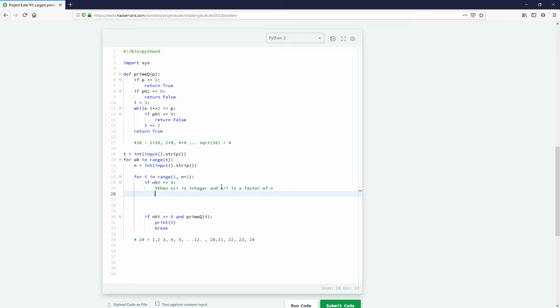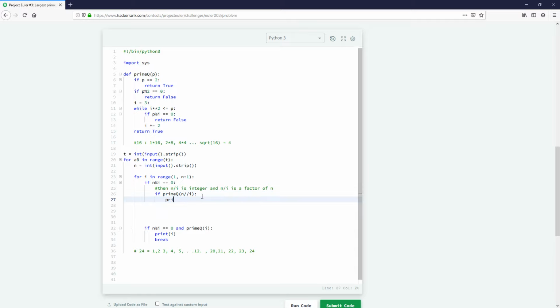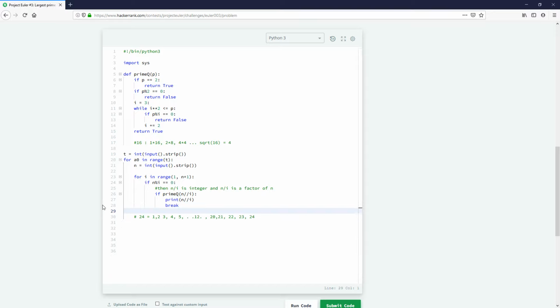So then we could simply go ahead and check to see if n over i is prime. So if prime of n integer divided by i, then we know, because again, these are decreasing factors and they're going to be exhaustive, it means that we're starting with the largest factor. Then we could simply print n integer divided by i, and go ahead and break out of the for loop, and that will find us the largest prime factor.